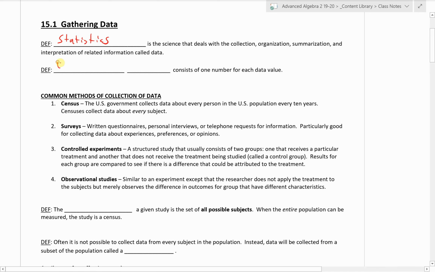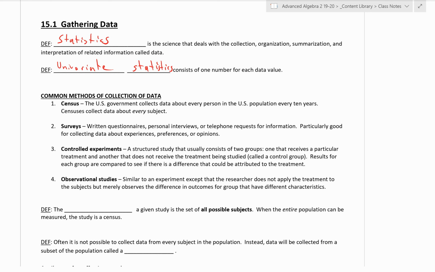Okay, we're going to focus most of this chapter on what is called univariate data, or univariate statistics. Univariate statistics consists of one number for each data value. So it's just a single variable, right? Uni meaning one, variate meaning variable. So one variable statistics is what we're going to focus on most of the chapter. Toward the end, we'll do a little bit about bivariate when we have two variables and how we can relate two variables. But we're going to focus on studying just one variable for most of this chapter.